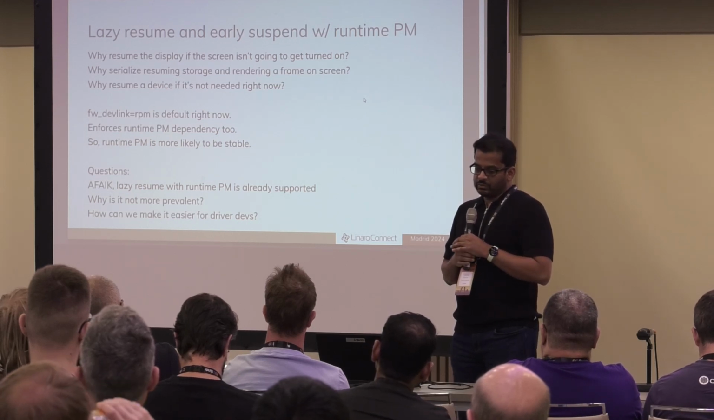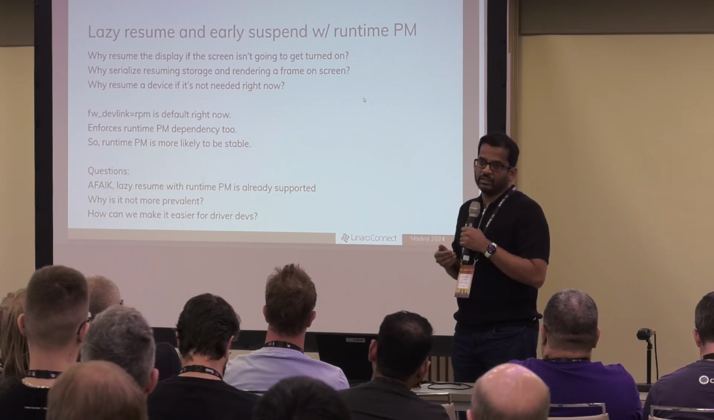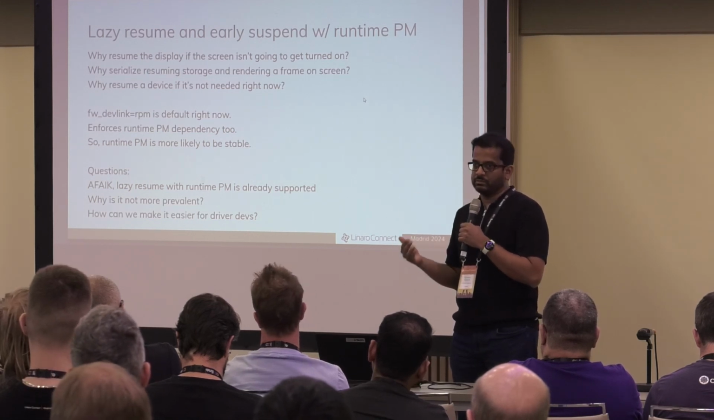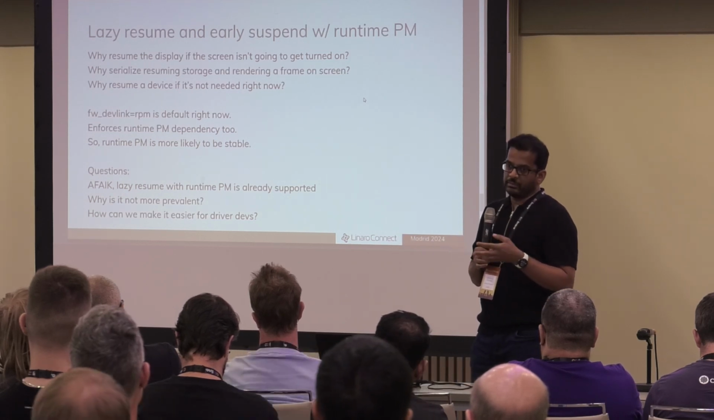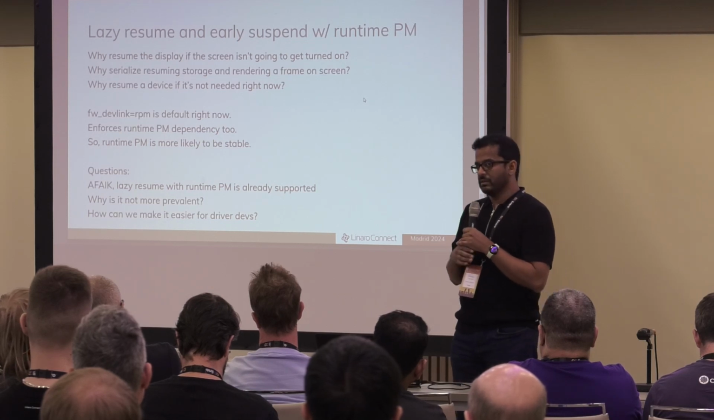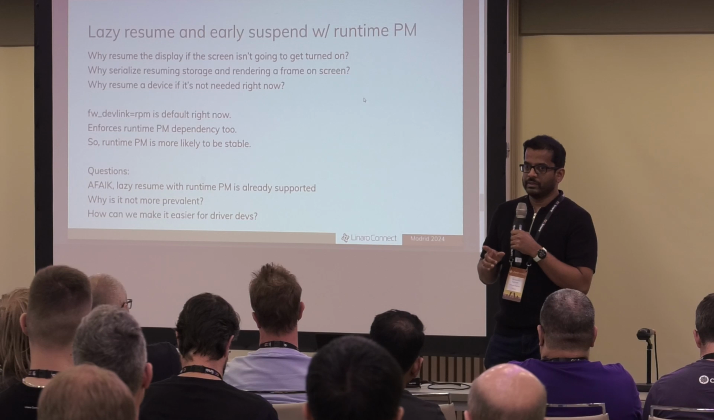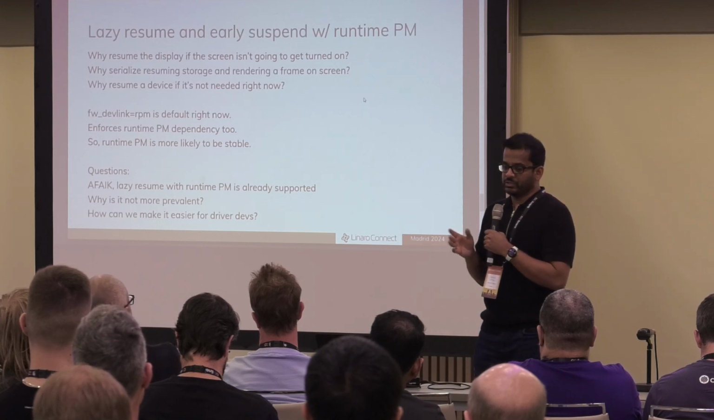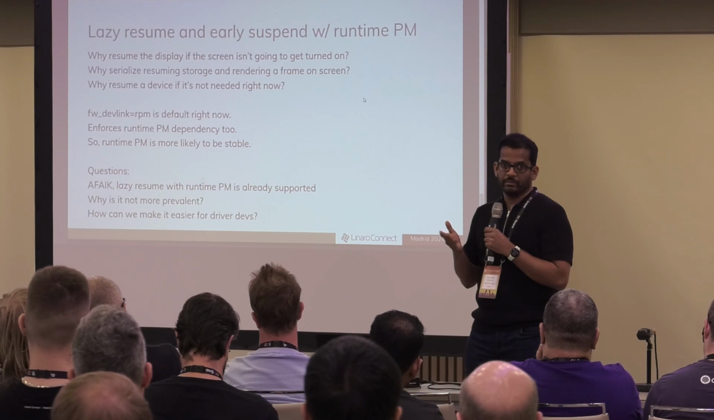And early suspend: if you don't use the device, suspend it ahead of time. So when you do choose to suspend the system, that's one less device to worry about. Firmware devlink equals RPM is the default config in the upstream kernel now, which basically means firmware devlink enforces runtime PM dependencies correctly. So it should be more stable, hopefully. You don't have to worry about somebody missing a dependency.